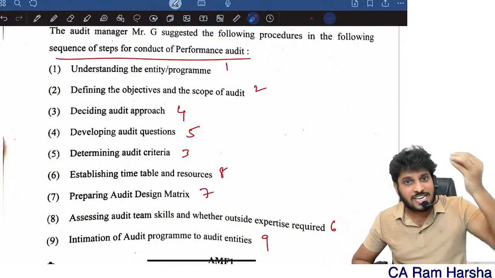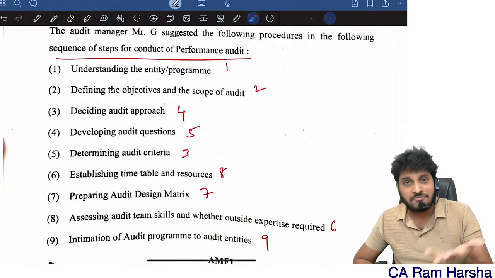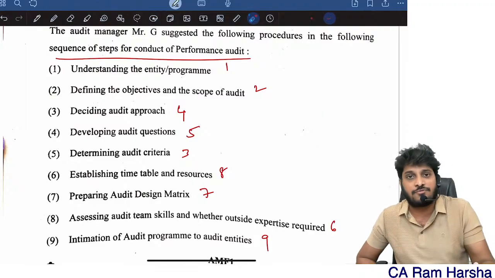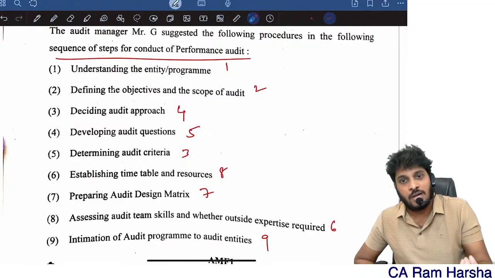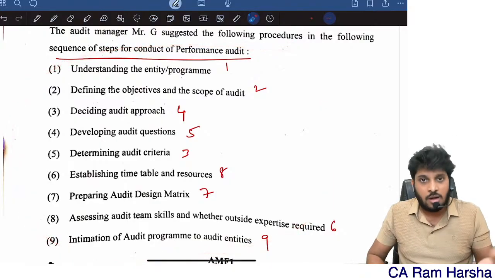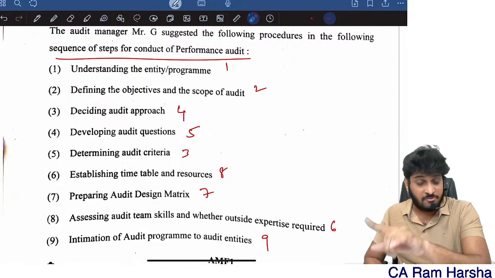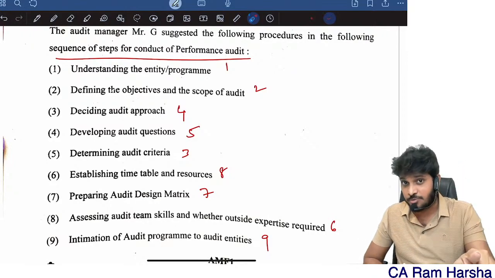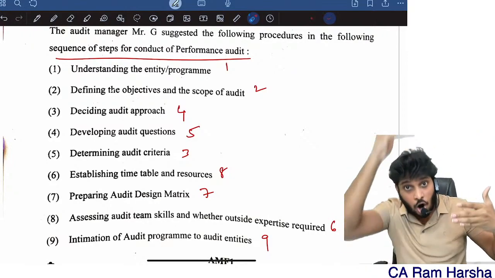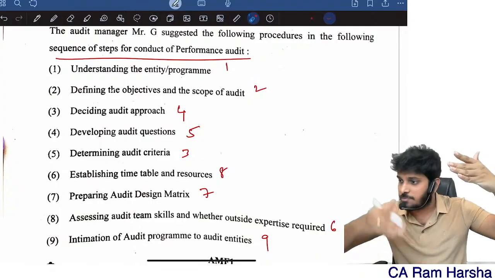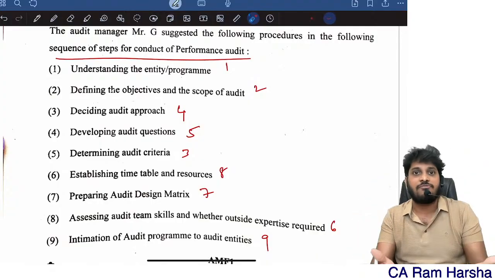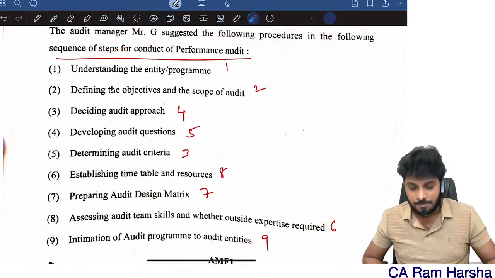In performance audit, there is no standard procedure. Which one will happen first, which next, is a matter of the auditor's judgment. They can't ask the steps. We have 9 steps in performance audit, right? When you're planning a performance audit, there are 9 steps, and they have given those 9 steps. That order they're testing, which is correct, step number 1, step number 2, that is unfair. This is a completely unfair question. Next.